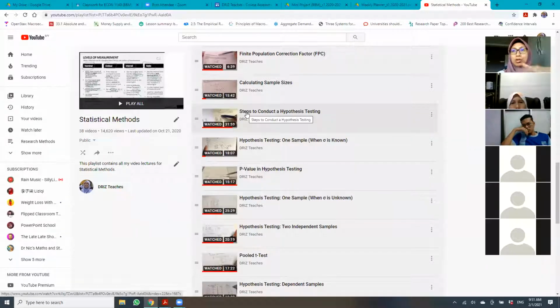Steps. This is the first one, the introduction. I can explain the steps to all of you step by step, 1, 2, 3 until 6. There are 6 steps. You read this, then you look here.